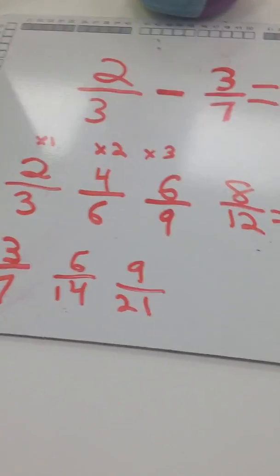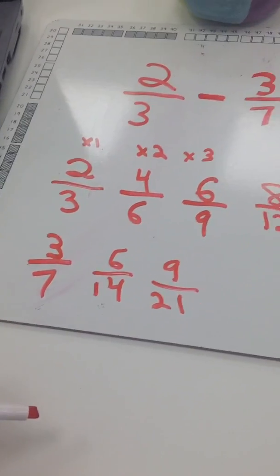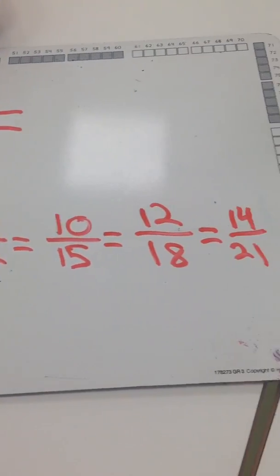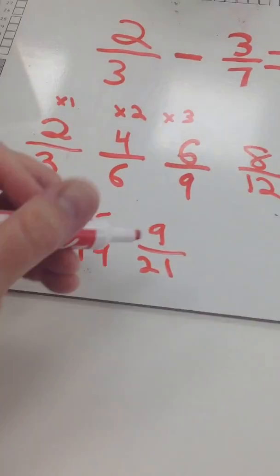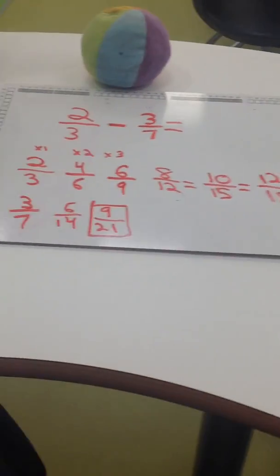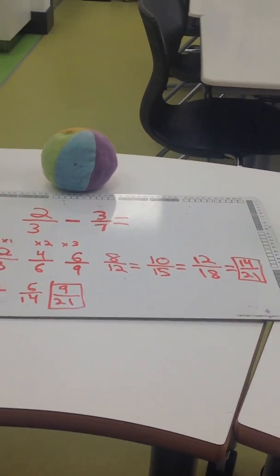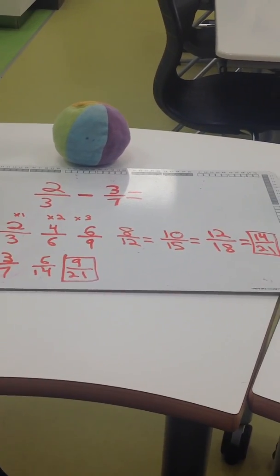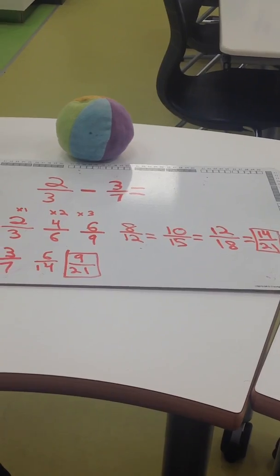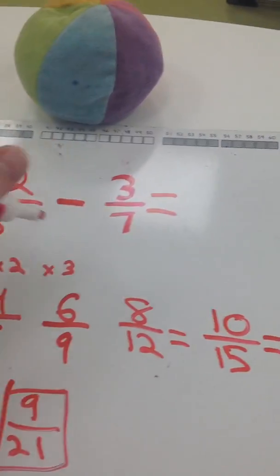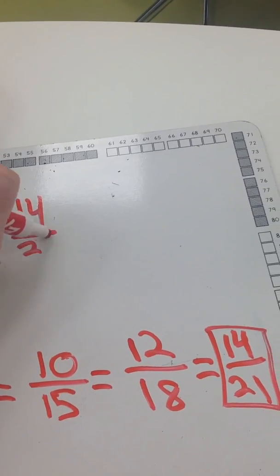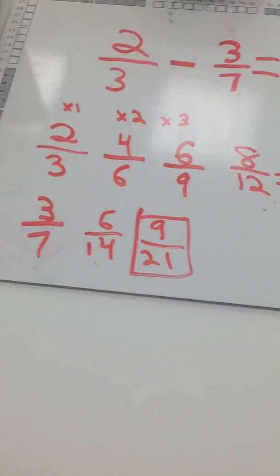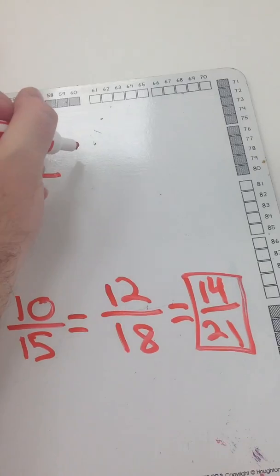14/21. Okay, so now I have listed the equivalent fractions, and I have found 14/21 and 9/21. So I have common denominators. This is what my board looks like. So we found 14/21 and 9/21. 14/21 replaces the 2/3, and 9/21 replaces the 3/7.